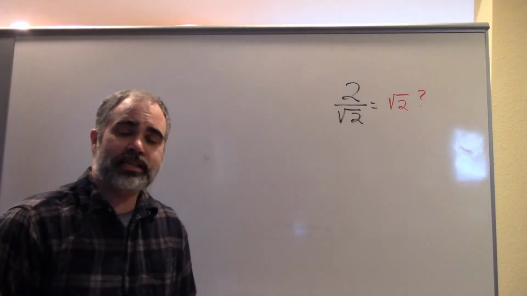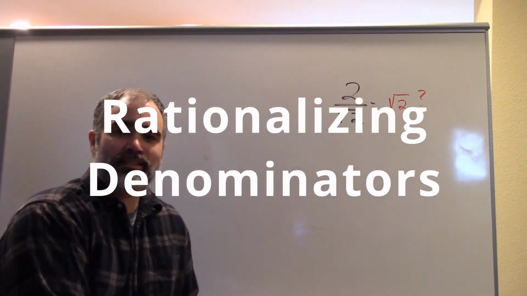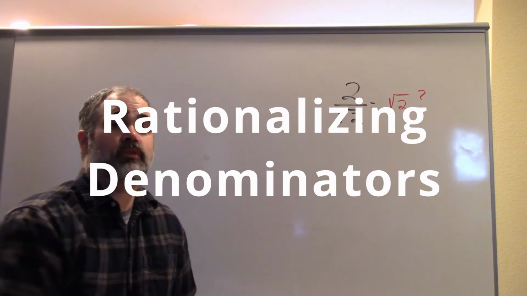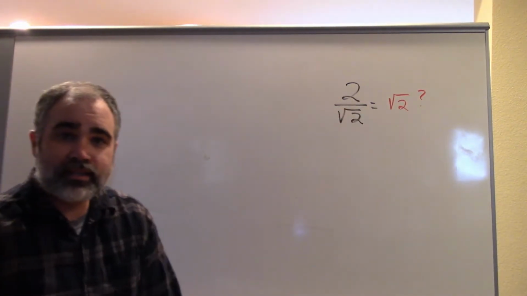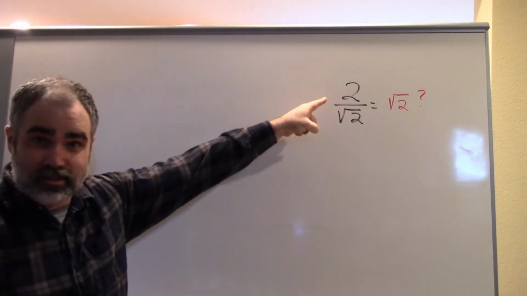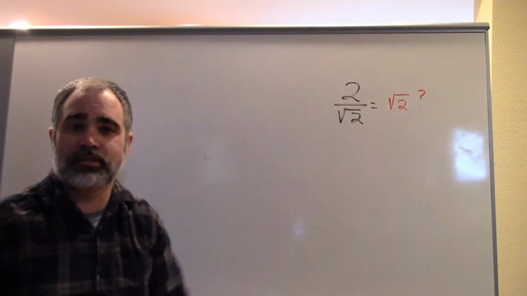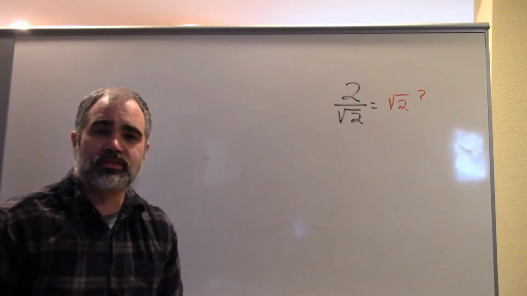I'm Mr. Calbeck, and today we're going to be talking about rationalizing denominators. This is a big, scary thing that a lot of math teachers want you to do, and we're going to take a look at it today and see if we can make sense of it. The question is this: why the heck does 2 divided by the square root of 2 turn into the square root of 2? We're going to jump into it.